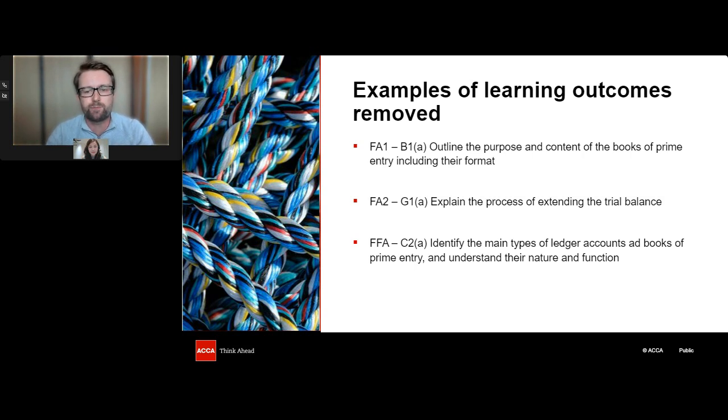So instead of books of prime entry, we'll be making more direct references to the accounting system itself. And for an extended trial balance, for example, it will be about the process of producing final accounts. So you're still going to be making adjustments to an initial trial balance, but we aren't going to be assuming that there's a spreadsheet where you put in extra columns, either manually perhaps, that are then added to make those adjustments. We'll be focusing more on the adjustments themselves.